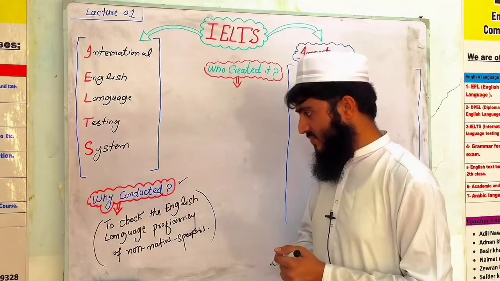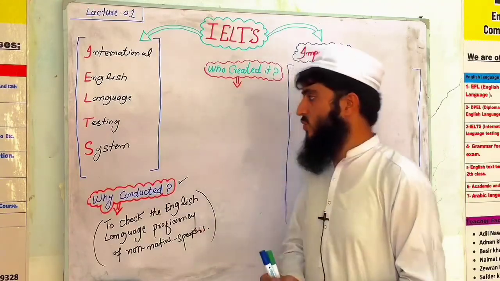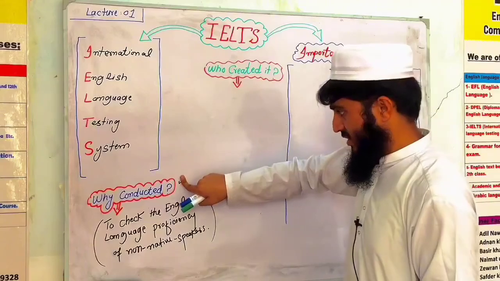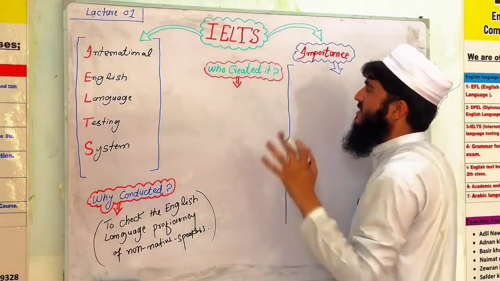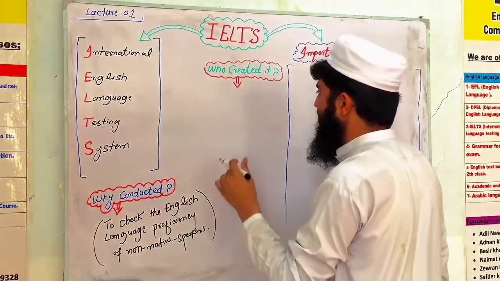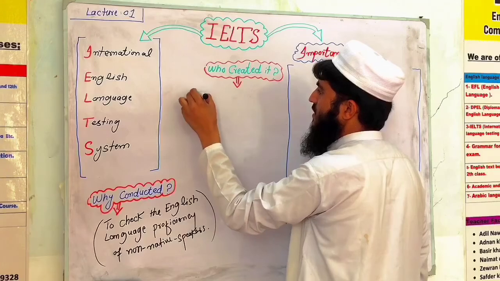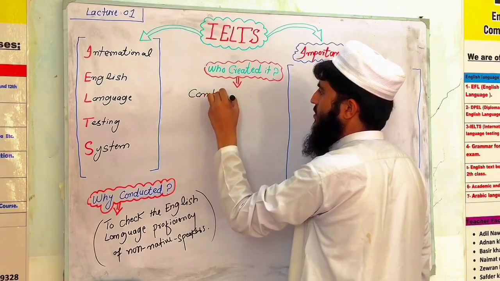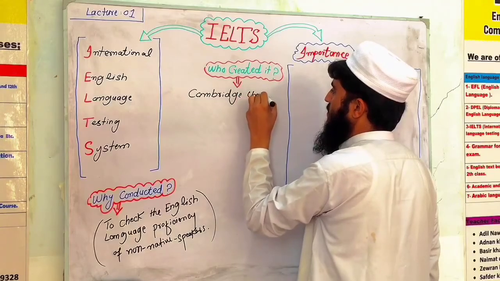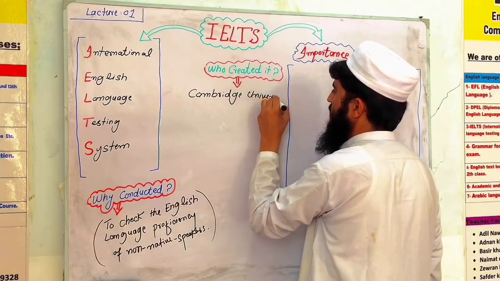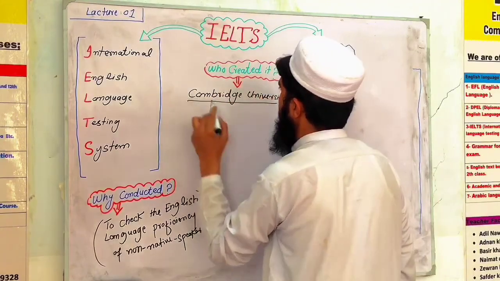After that, on the basis of their band scale, their score will be calculated. Now the next thing is, who created this test? This is the basic thing. The answer is simple. We all know that Cambridge University is responsible for it. Cambridge University basically created this test.